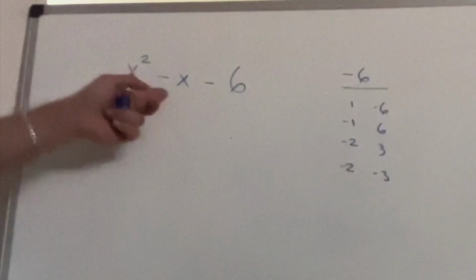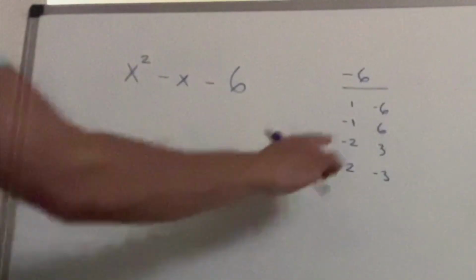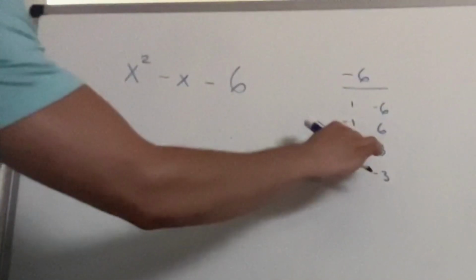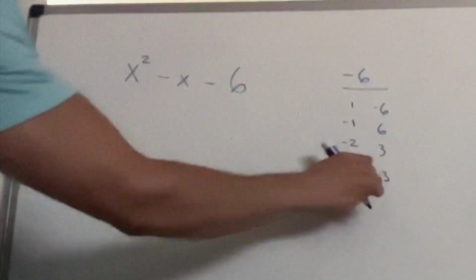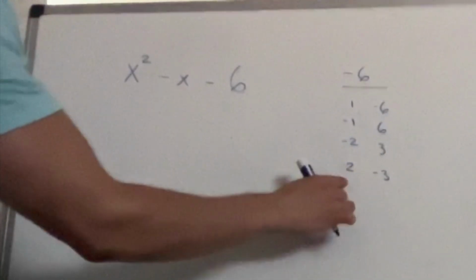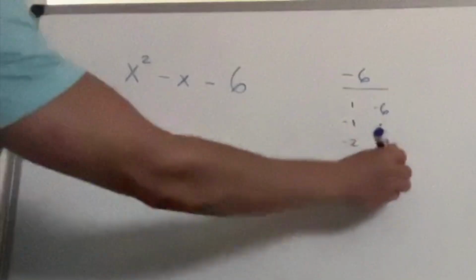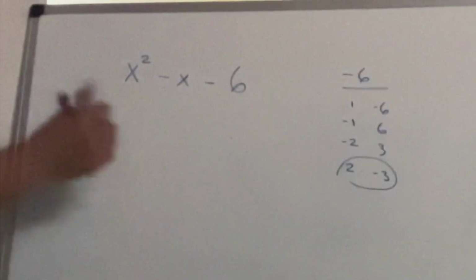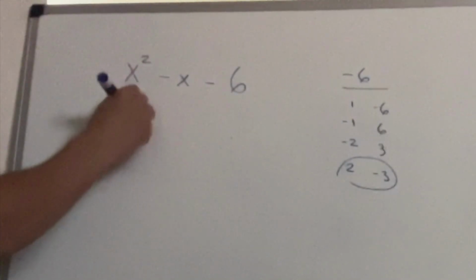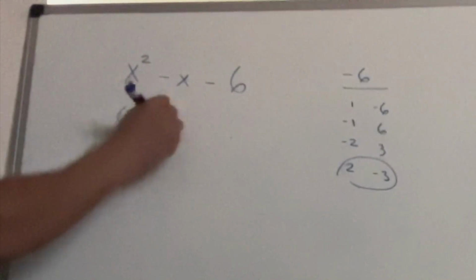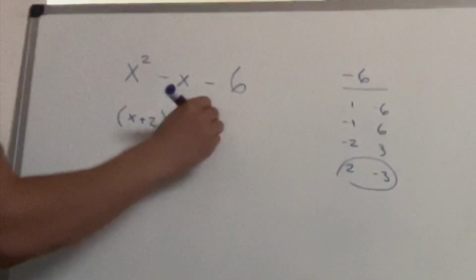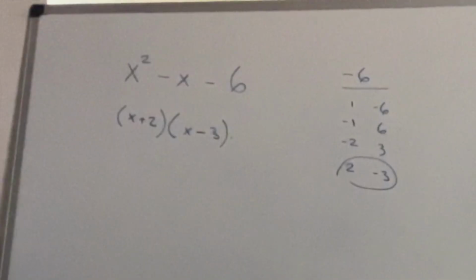But which one adds up to negative 1? This one adds up to negative 5. This one adds up to 5. This one adds up to 1. This one adds up to negative 1, so it has to be this one. So you write the same thing, x plus 2, x minus 3. That's how you'd factor something like that.